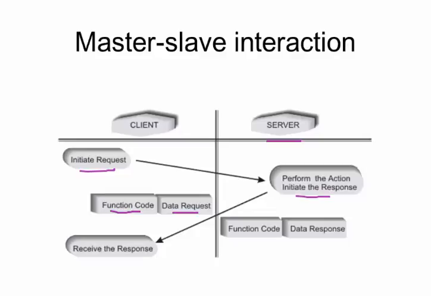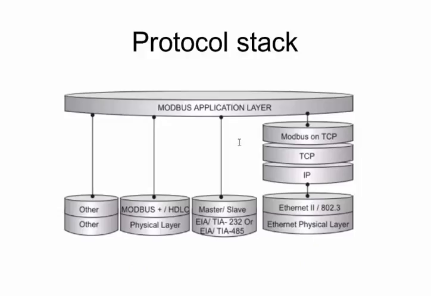The server performs the action that it was asked to do, and then it repeats back what function code it was asked to perform and sends back the information. It may just be that, yep, I've done it, or, if you've asked for input registers, coils, any of those things, it sends it back inside the packet. The client receives the response. It's a very simple request and receive. That is at its core all that it does, and we'll see that as it comes through.